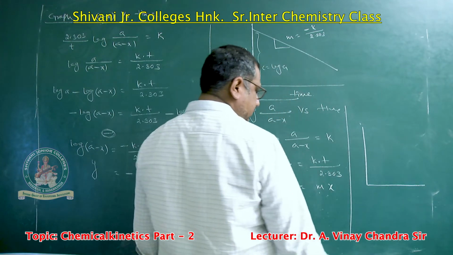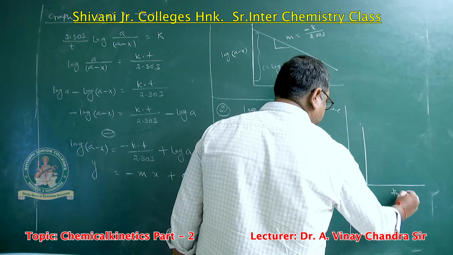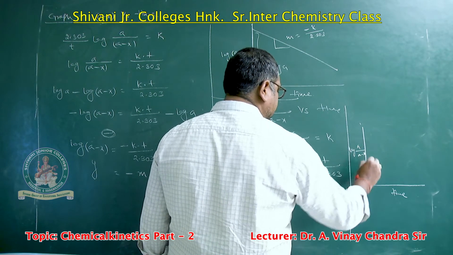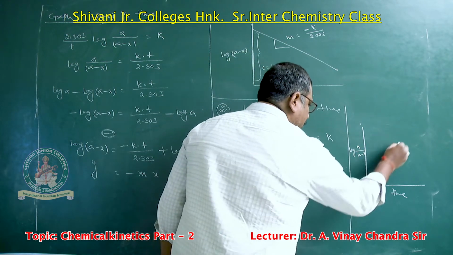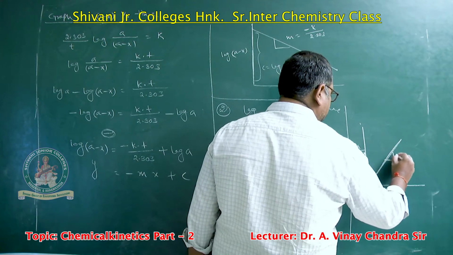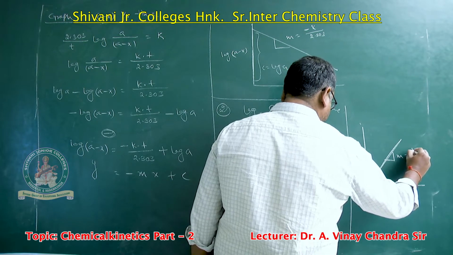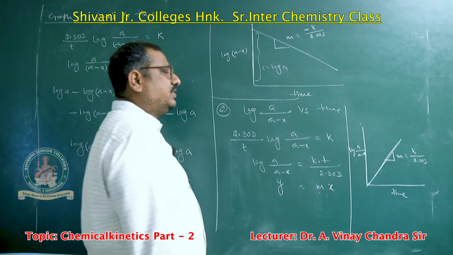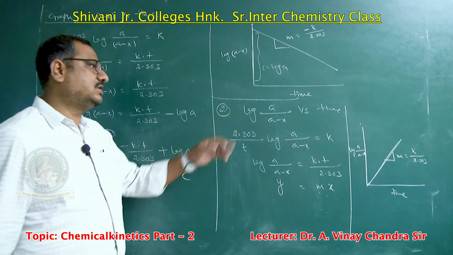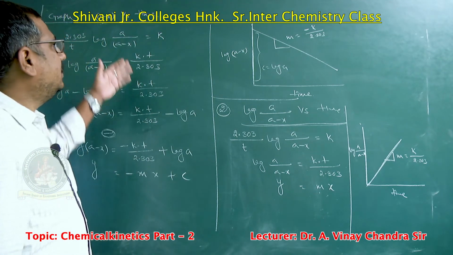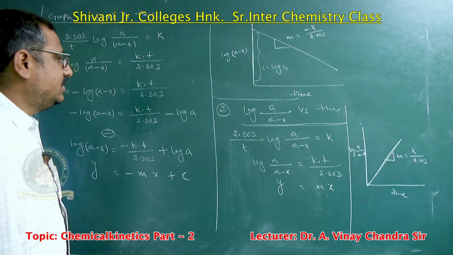According to the y is equal to mx graph, on the x-axis we are taking time, on the y-axis we are taking log A by A minus x. We get a plot through the origin. The slope m is equal to k by 2.303. This graph belongs to the second representation, log A by A minus x versus time. The earlier graph was log A minus x versus time.